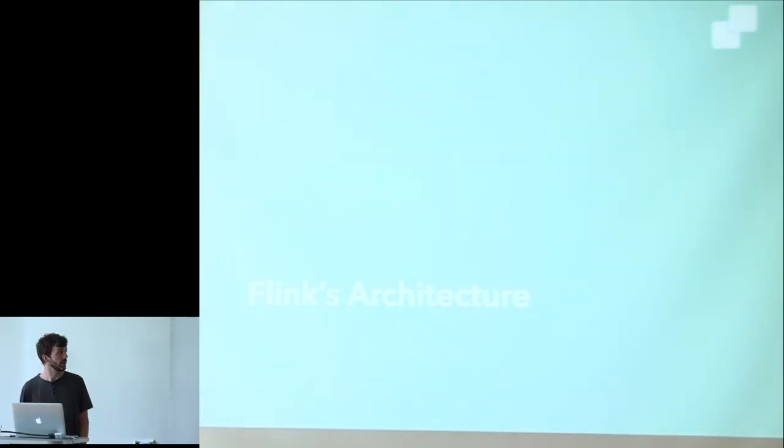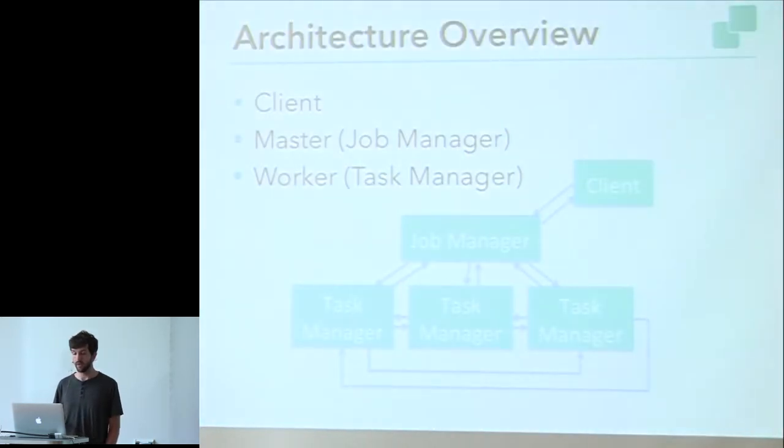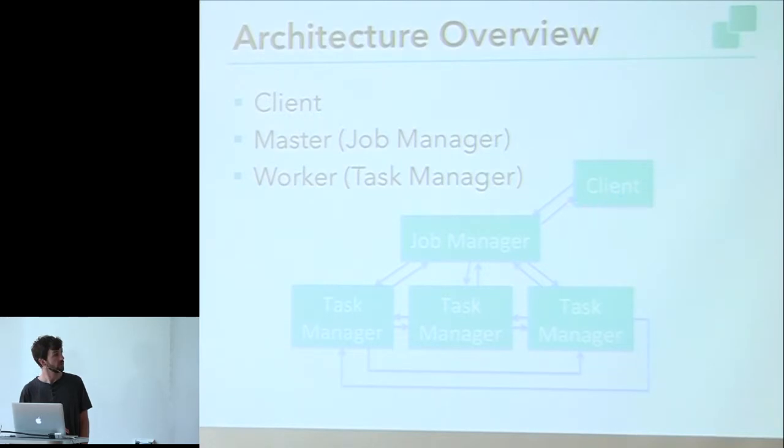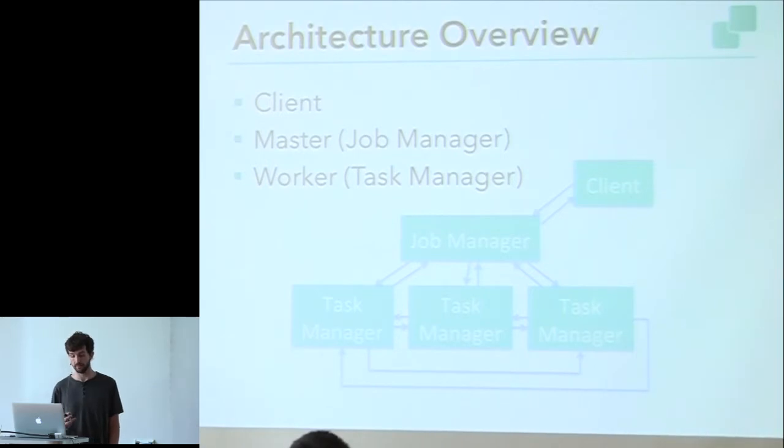So if we look at the system, we want to know what the architecture of the system is, how it works internally. To give you an overview first about the architecture, I want to show you that it's really simple and it's not so different from many other systems. We have the client, which is responsible for submitting programs and writing programs. And then we have the job manager, which is just another name for the master in Flink.